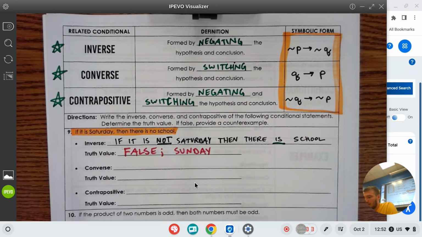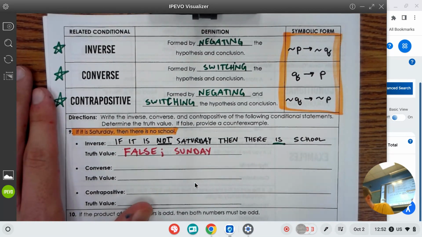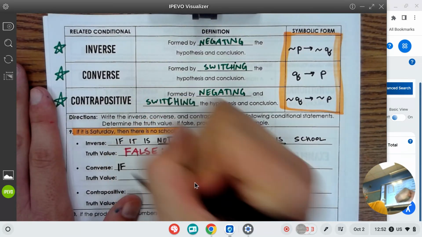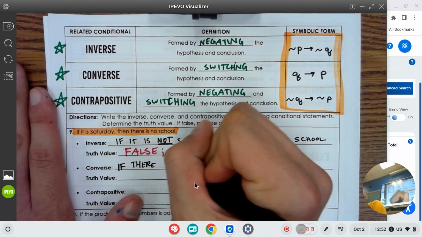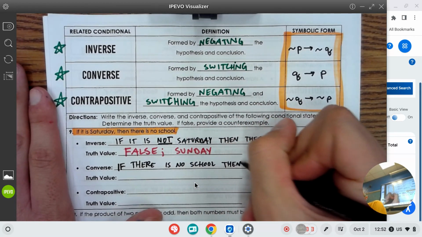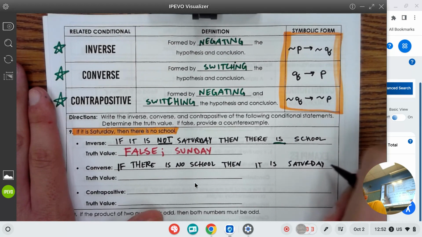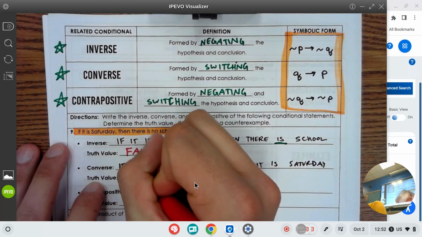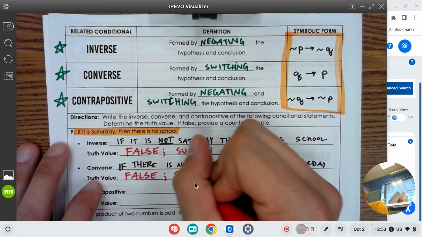No. Converse. Converse means switch the order. So all we got to do is switch the order, but make sure you also switch the ifs and the thens. If always comes first. So if, switch it around, there is no school. Then, just like Zay said, it is Saturday. And how do you feel about this one? This one is also considered false. And you got to give me a reason why. What's a counter example? Because of Sunday, right?